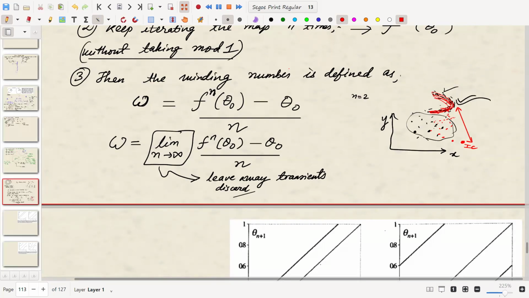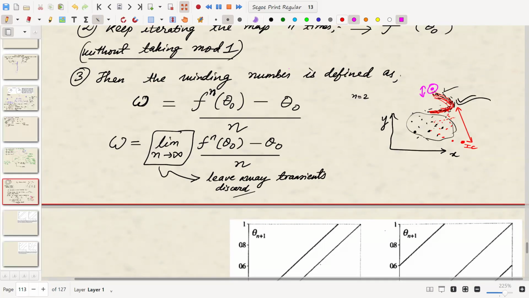Now consider another initial condition, maybe here. This is the initial condition. Can you see now the distance is very close? So the transient will be very small or negligible. Now you get the idea of transients, why the transient is always there and we have to discard it. I will give you a very nice example.